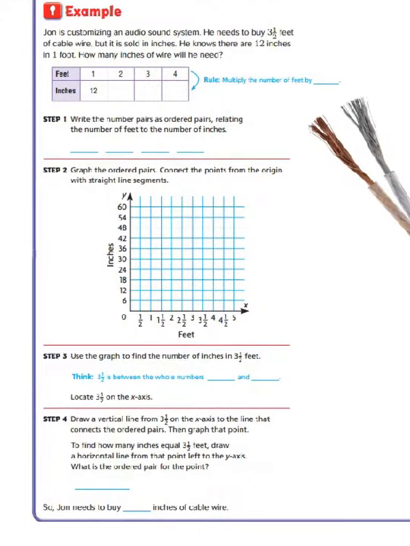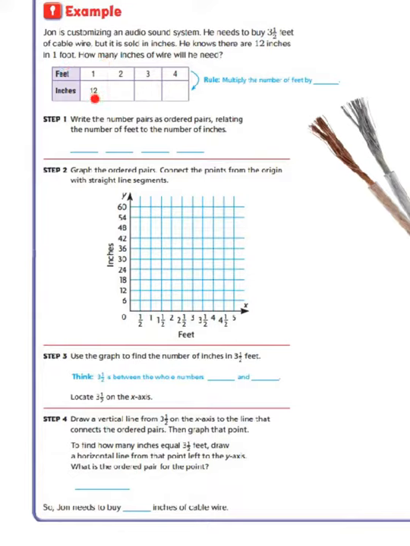Now let's take a look at another example. It says, John is customizing an audio sound system. He needs to buy 3.5 feet of cable wire, but it is sold in inches. He knows there are 12 inches in 1 foot. How many inches of wire will he need?